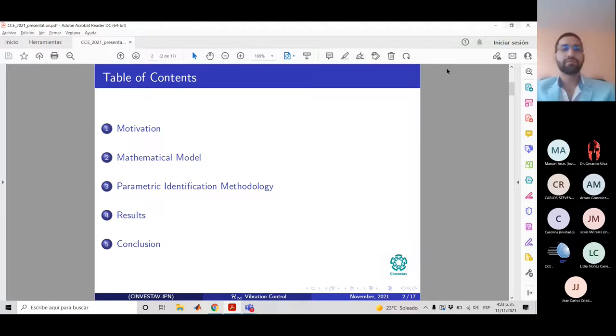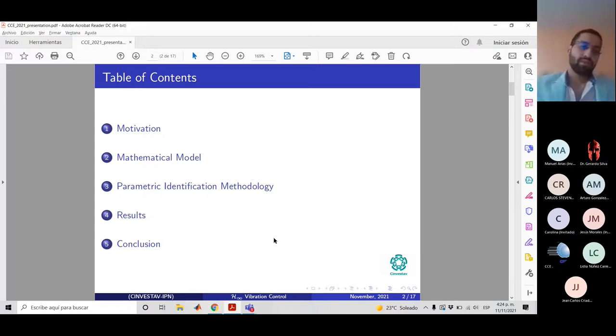The remainder of the presentation of this work is organized as follows. I want to introduce a little motivation for the use of the magnetorheological damper. The section on the mathematical model describes the dynamic model of the magnetorheological damper. The development of the nonlinear identification with genetic algorithms is detailed in the section on parametric identification methodology, whereas some results are given in the results section, and finally concluding remarks are provided in the conclusion section.